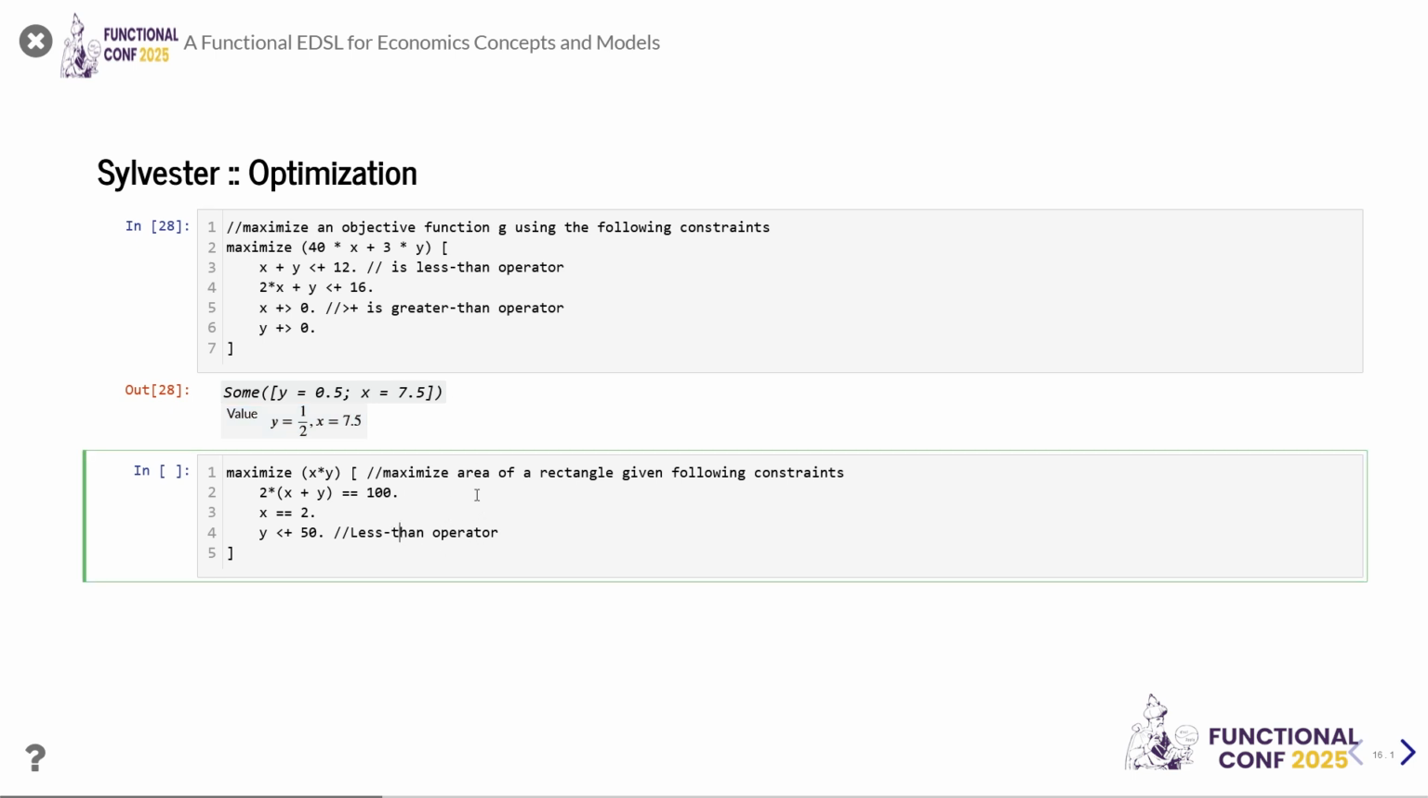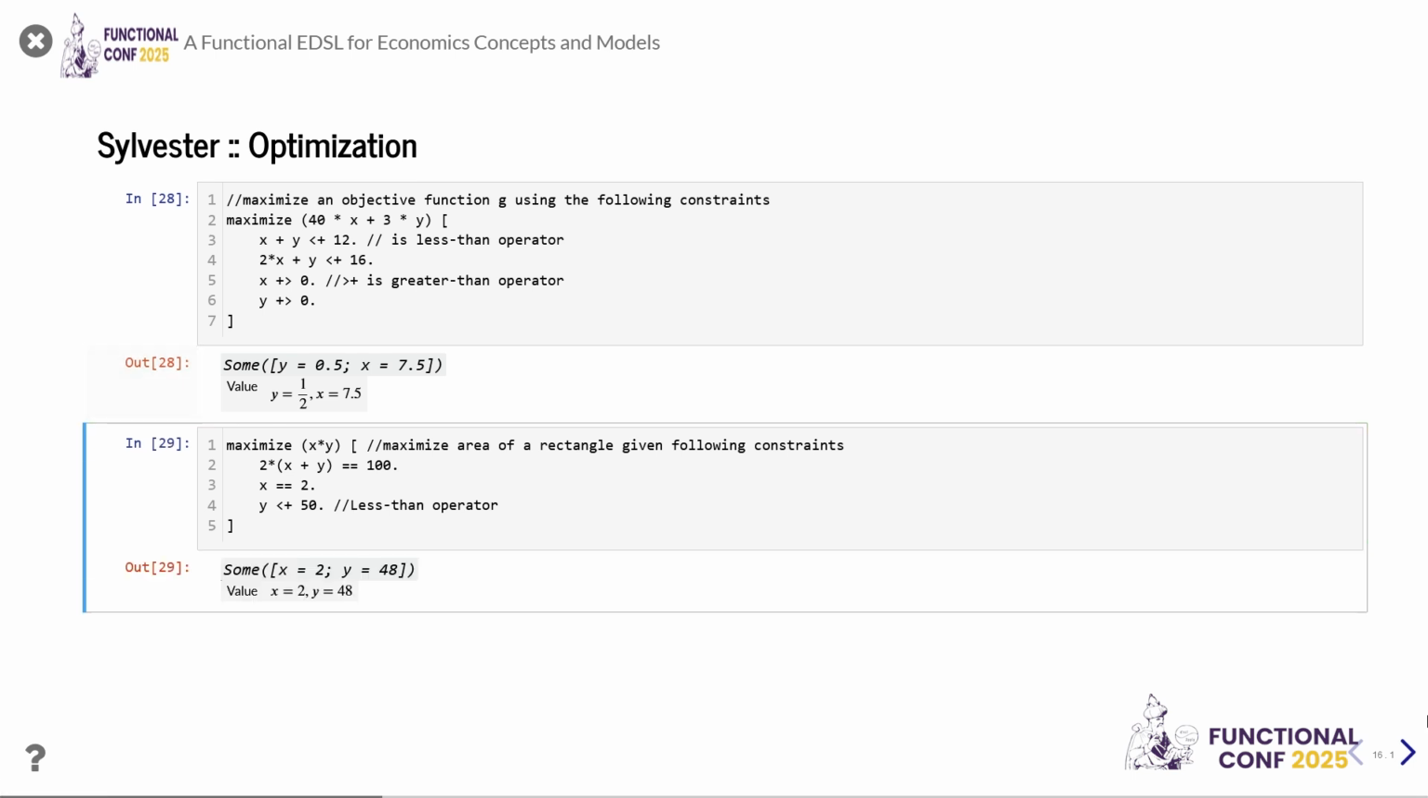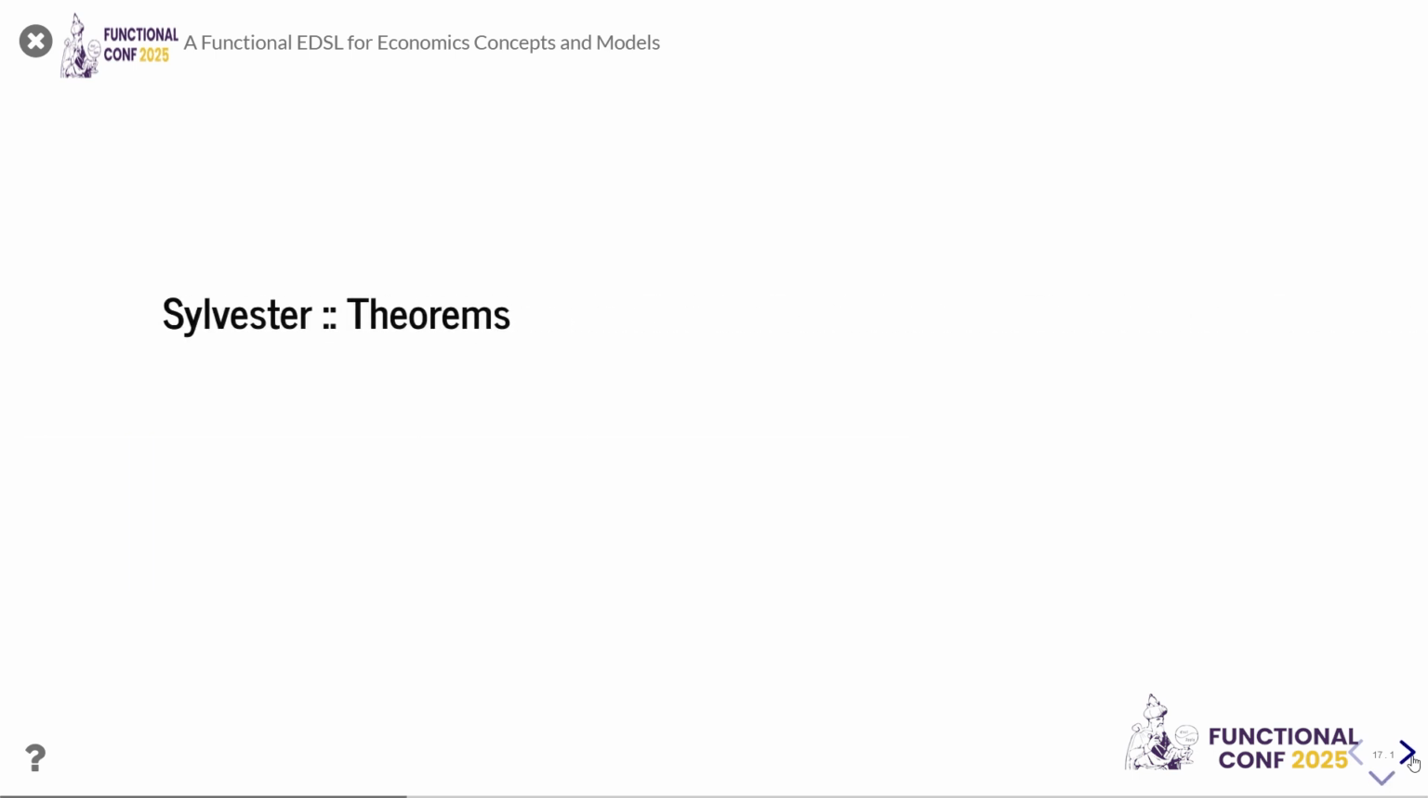It's a simpler maximization problem. We want to maximize the area of a rectangle given these constraints. Okay, so we can do these things pretty easily in Sylvester. So all these different calculus operations we can do in Sylvester.